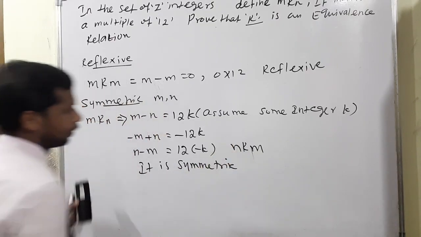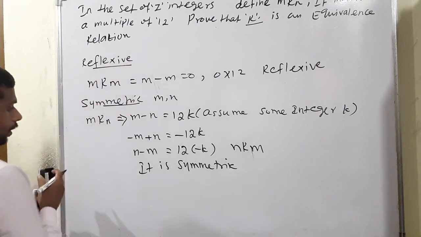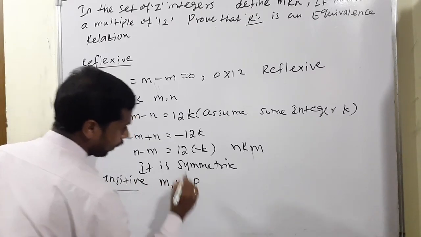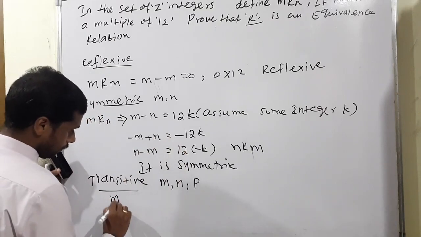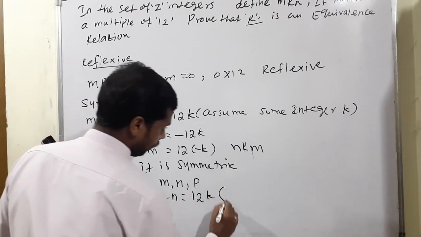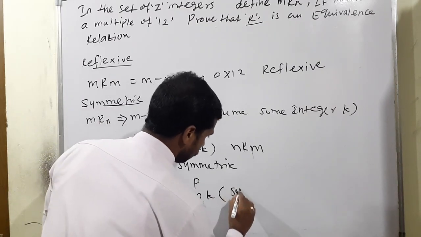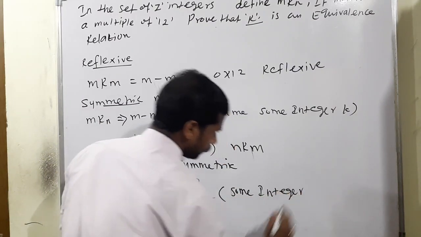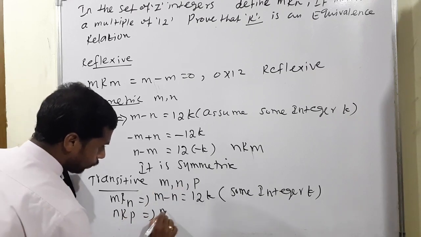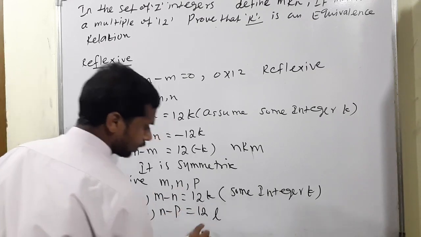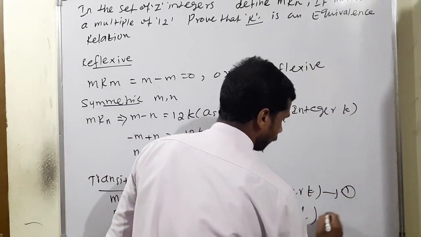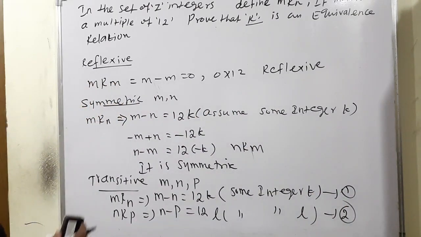Therefore, it is symmetric. Then the third condition, transitive, isn't it? Transitive, I take for m, n, p. First, m related to n means m minus n is equal to 12k, where k is some integer. At the same time, n related to p means n minus p is equal to 12 times, consider L, also some integer L, okay? This is equation number 1, and this is equation number 2.